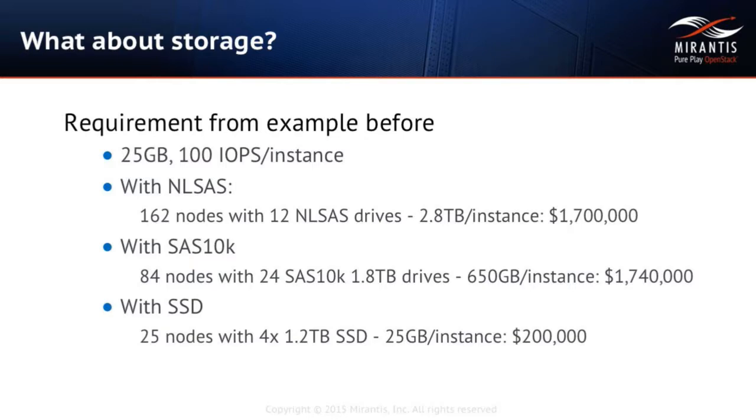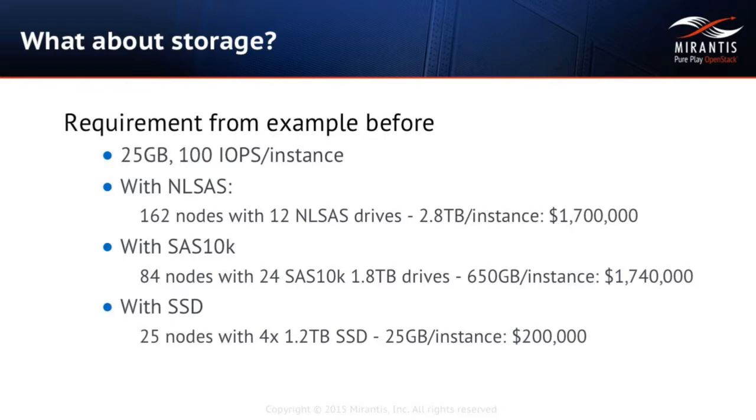With 10K SAS drives, the situation looks a little bit better. One, they are smaller, they are 2.5 inch instead of 3.5 inch drives with 1.8 terabytes. So you can still come to 650 gigabytes per instance if you want to hit your IOPS number. And as the 1.8 terabyte drives are actually quite a bit more expensive per terabyte than the 8 terabyte drives, you're coming to the same board, about $1.7 million. And as you can see, this is not very budget friendly.